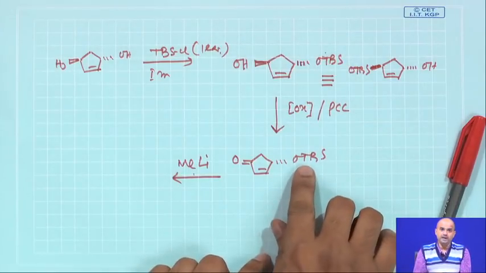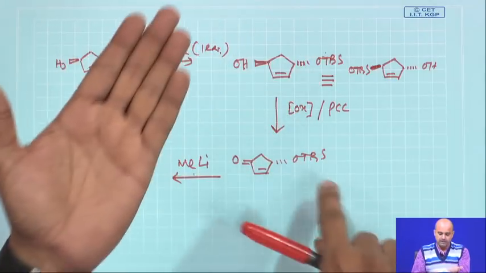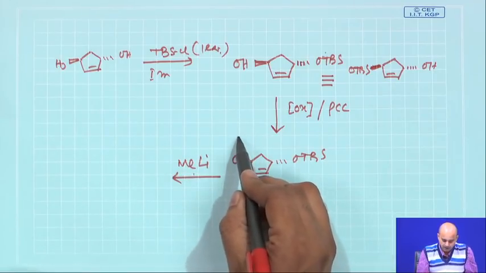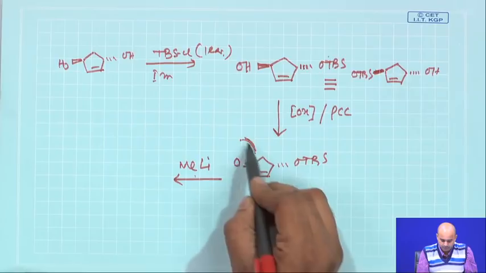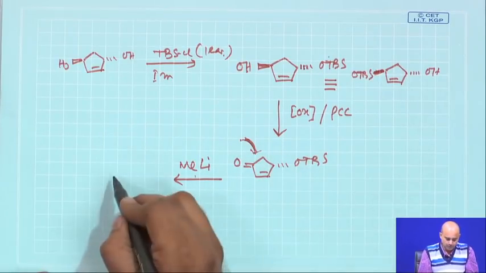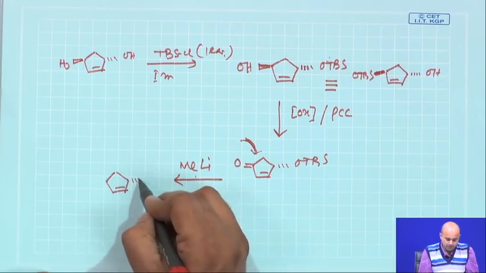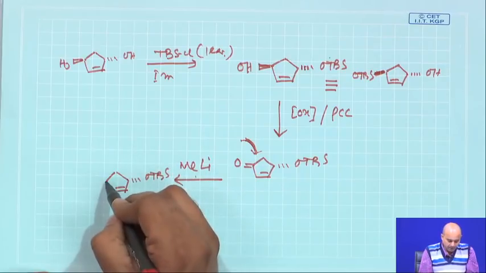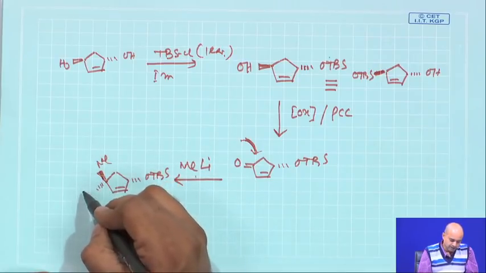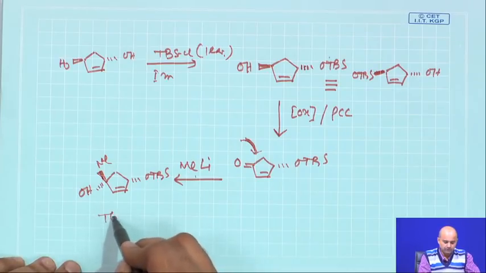Now, see, TBS basically blocked the bottom face. So, the bottom face is basically blocked by this bulky TBS group. So, methyl lithium has to come from the upper face of this molecule, as the bottom face is blocked by this bulky TBS group. And finally, you see the product which was given to you as a target, where methyl was above the plane. There is no way methyl can come below the plane. That is why the target molecule was given in this way.